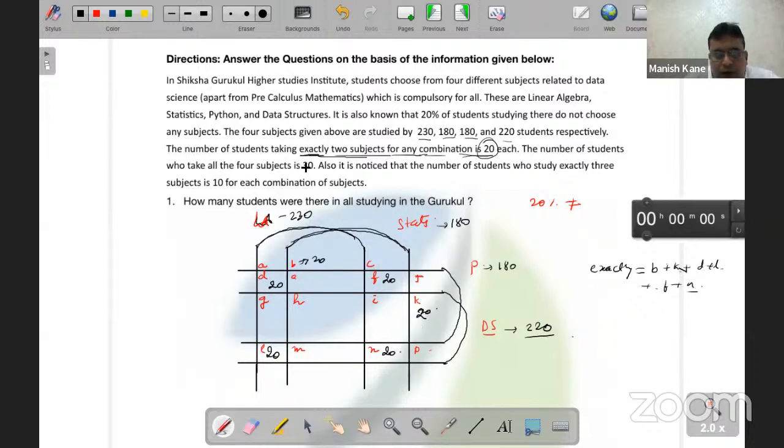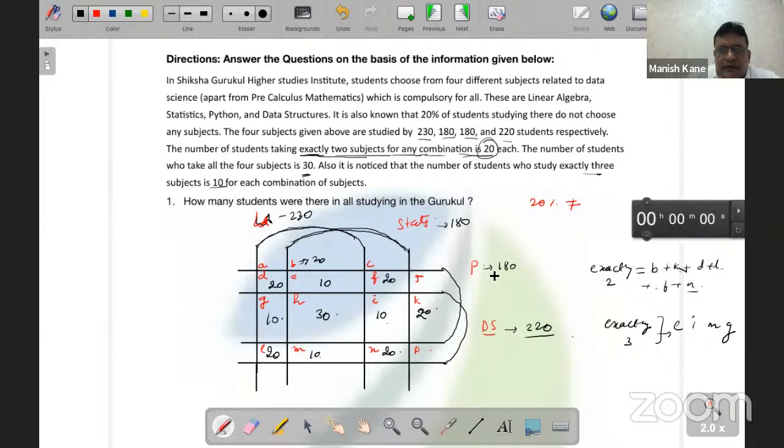Then the number of students who take all the 4 subjects is 30. So H is clearly equal to 30. And it is also noticed that number of students who study exactly 3 subjects. So exactly 3 is indicated by which regions? E, I, M, and G. E, I, M, and G. And these are all 10 students each. Correct?